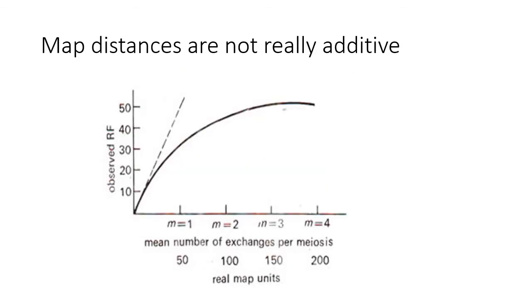Okay. So in accord with that, map distances are not really additive, for the simple reason that you can have more and more crossovers between the genes, but you can never measure more than 50% recombination in a cross. Because remember, independent assortment gives you 2 recombinants and 2 parentals, which if you add that up is 50% recombinant. So that's the maximum you can measure in a cross. So even at relatively shorter distances, there is a departure from additivity as the genes get further and further away.